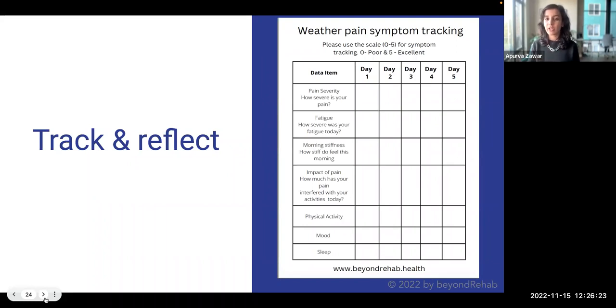If you can, for a couple weeks, just note down your pain severity, your fatigue level, stiffness, impact of pain, how much your pain is interfering in your day-to-day function. In general, your physical activity, your mood and sleep. Keep track of it for 5 days, and then you can easily correlate, like this week, it's sunny, your numbers are really good, best.